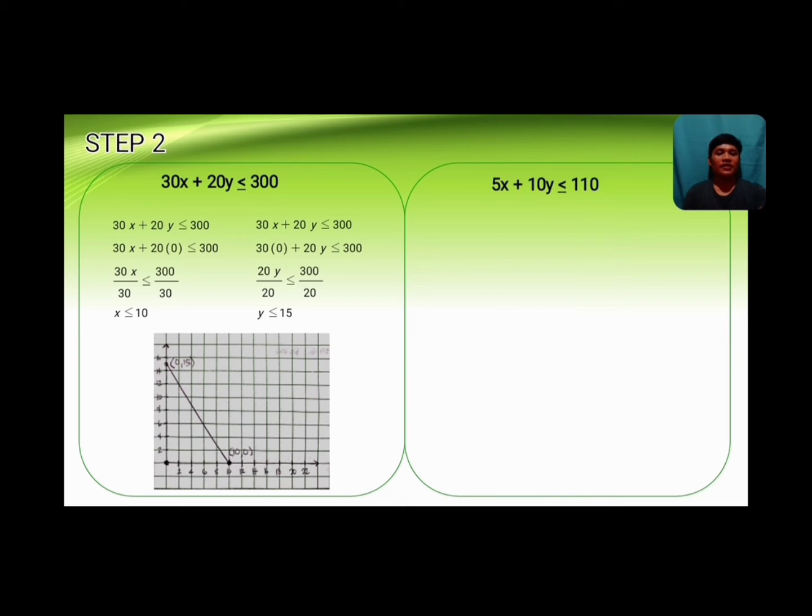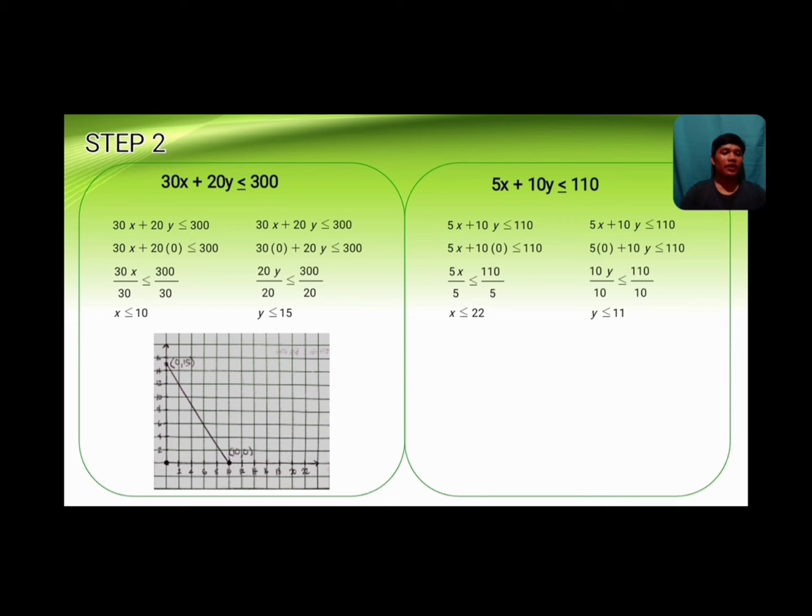The other constraint is also an inequality constraint. We have 5x plus 10y less than or equal to 110. With the same process as the first constraint, we let y equal 0 so that we find the value of x. So 5x plus 10 times 0 less than or equal to 110. The remaining is 5x less than or equal to 110. Divide both sides by 5 so that we have x less than or equal to 22.